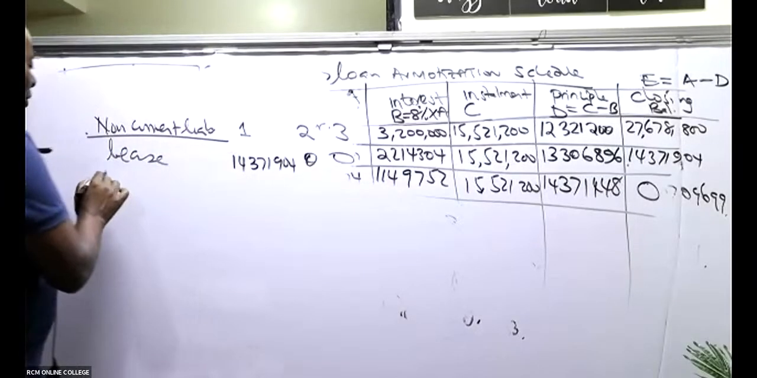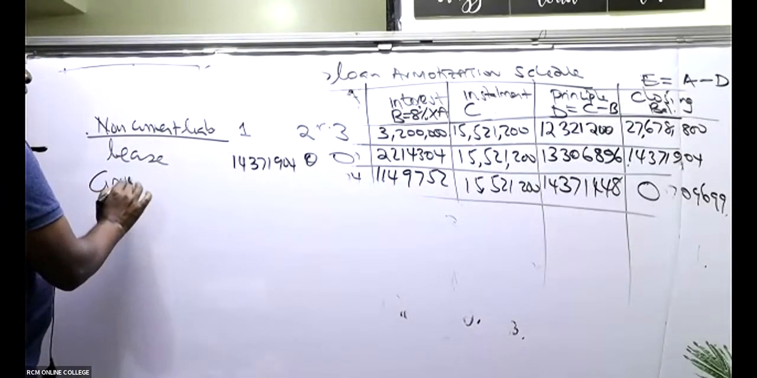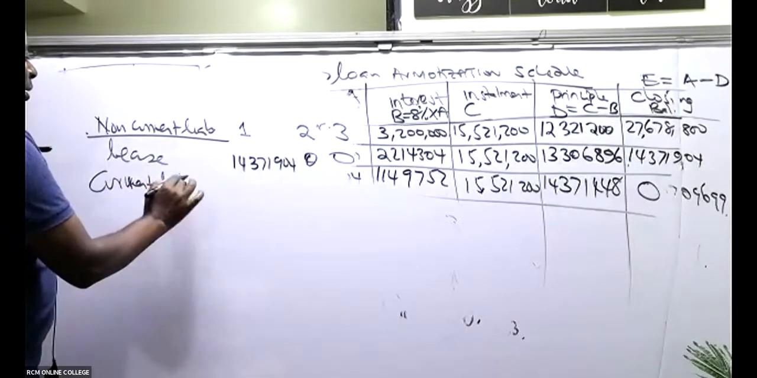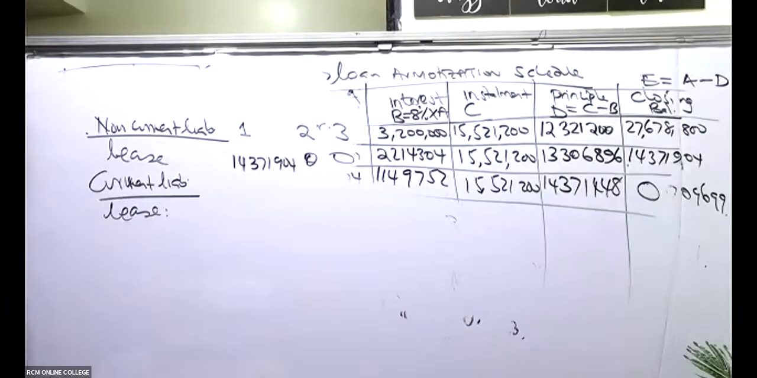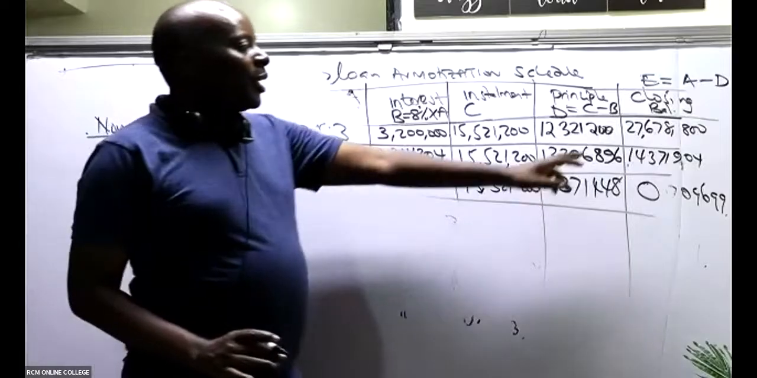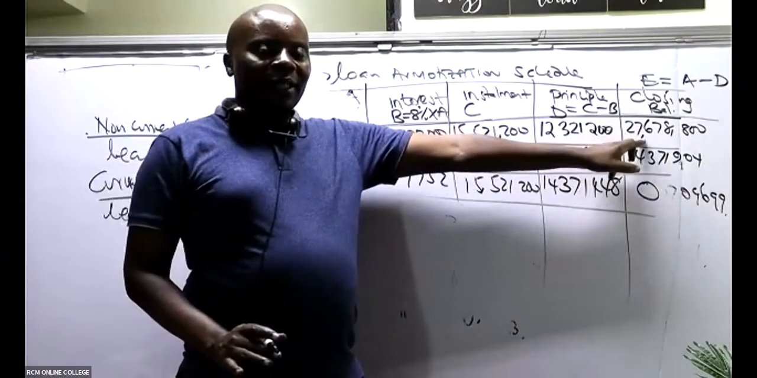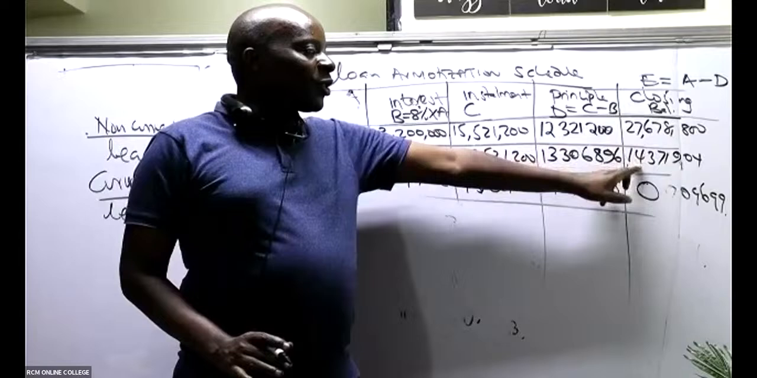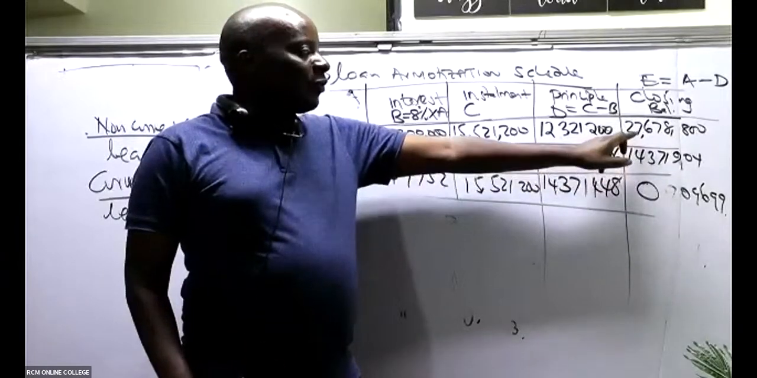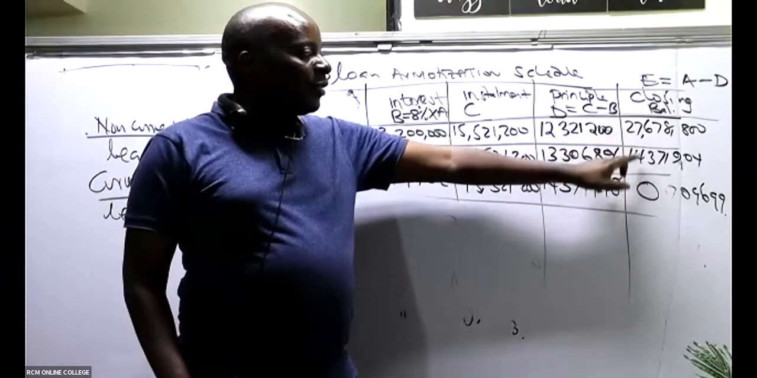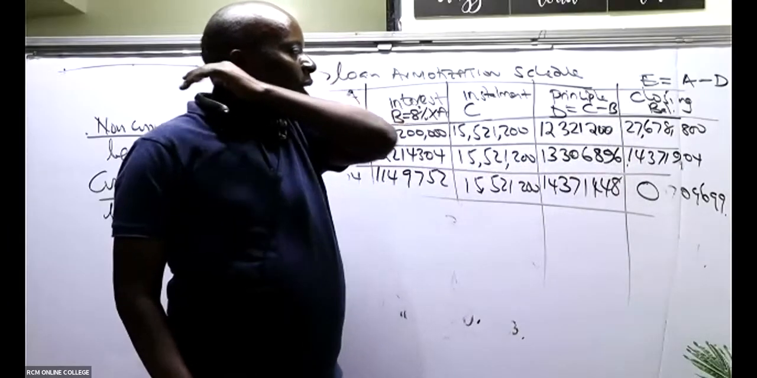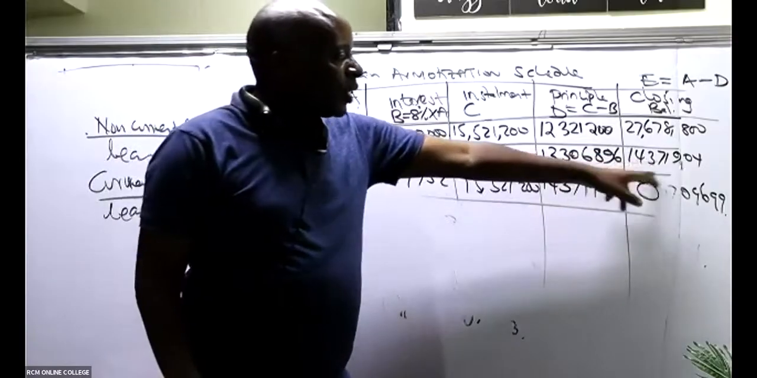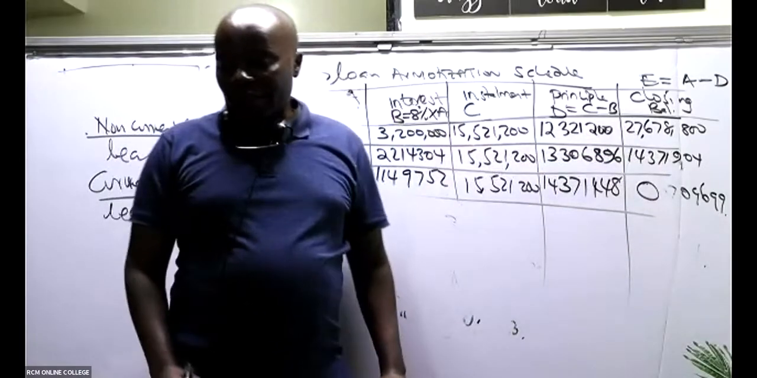And now you ask yourselves, what about the current liabilities? In this case we call these the lease. Initially we had 27 million and something, but something must have been paid for us to arrive at 14. Can somebody give me the difference between this and this? Take 27,678,800 minus 14,371,904. Somebody please give me that.